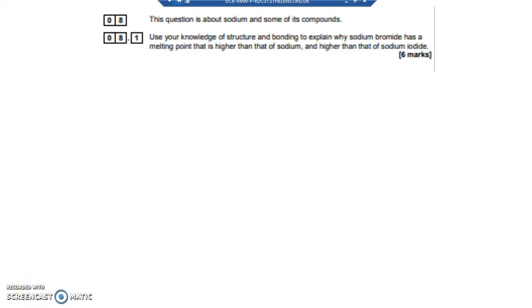Question 8. This question is about sodium and some of its compounds. Use your knowledge of structure and bonding to explain why sodium bromide has a melting point that's higher than that of sodium and also higher than that of sodium iodide. So you've got to talk about each of these in turn.